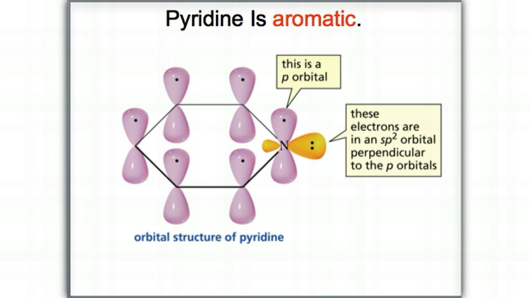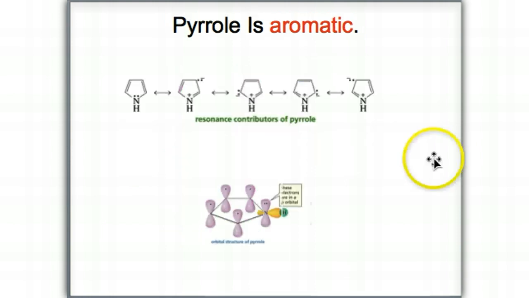Pyrrole is also aromatic, as you can see here in this slide. In the case of pyrrole, the electrons shown on nitrogen are pi electrons. The resonance contributors show that the nitrogen atom is sp2 hybridized, and it uses its 3 sp2 orbitals to bond to 2 carbons and 1 hydrogen. The lone pair of electrons are in a p orbital that overlaps p orbitals on the adjacent carbons, forming a pi bond. How many pairs of pi electrons does it have? 3. So it is aromatic.